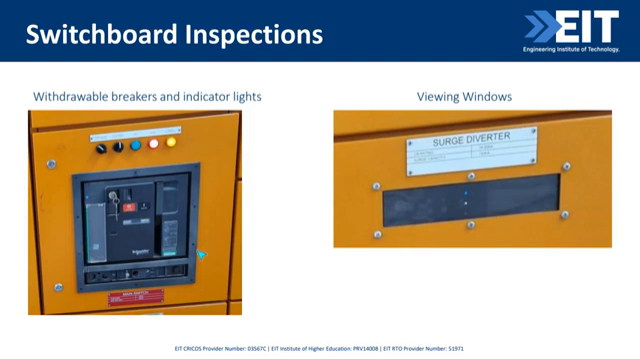Here is again a picture of that withdrawable circuit breaker type. Often indicator lights might tell you the health of that circuit breaker and its operating status. If you can't open a switchboard, there might be viewing windows provided for things like the surge diverter or the meter. And you can use that to see in safely.